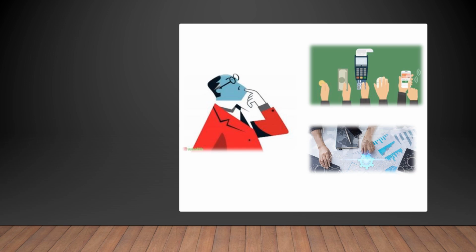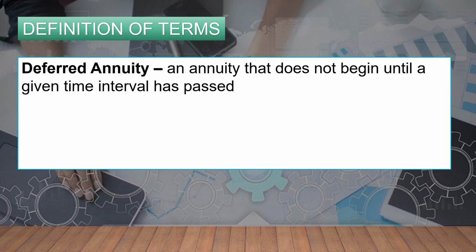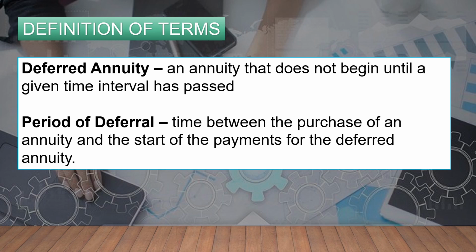Okay, now we are going to proceed with the deferred annuity. Definition of terms. Deferred annuity, it is an annuity that does not begin until a given time interval has passed. Period of deferral, that is the time between the purchase of an annuity and the start of the payments for the deferred annuity.